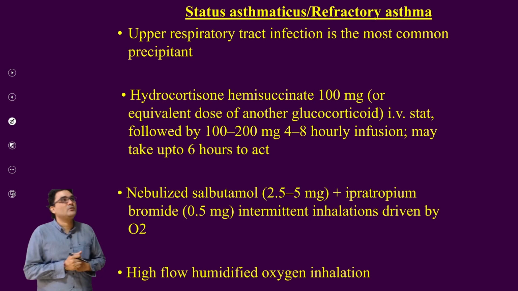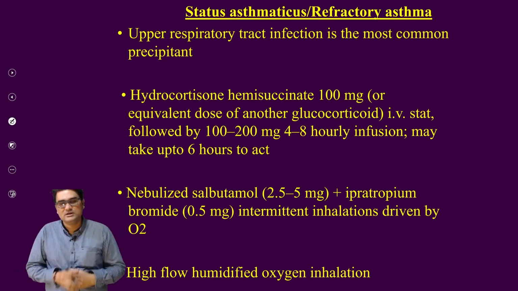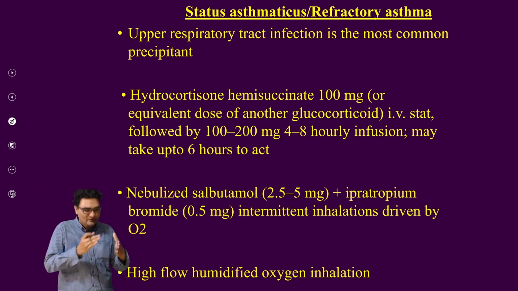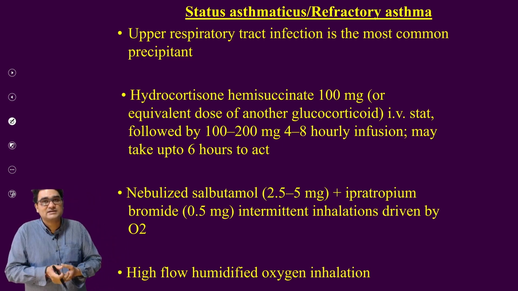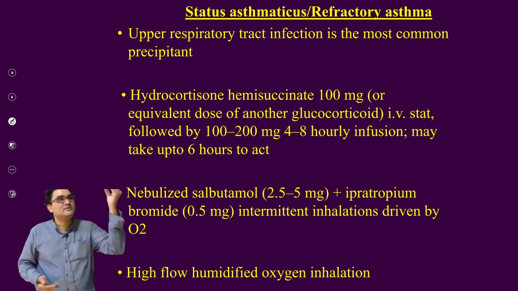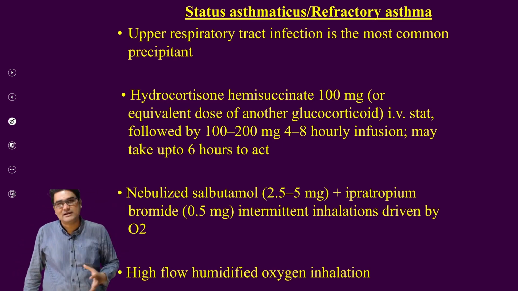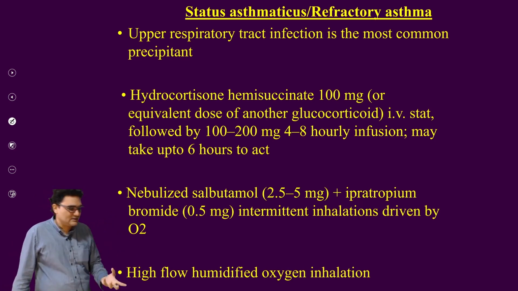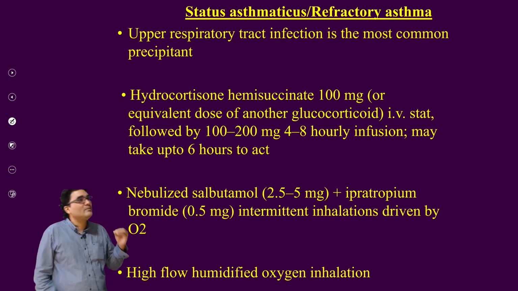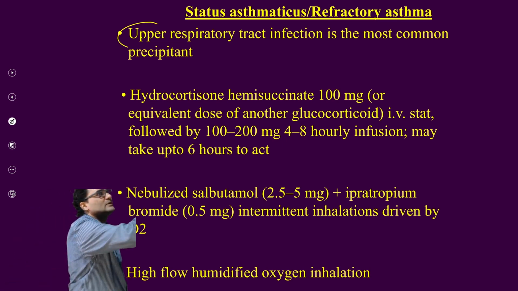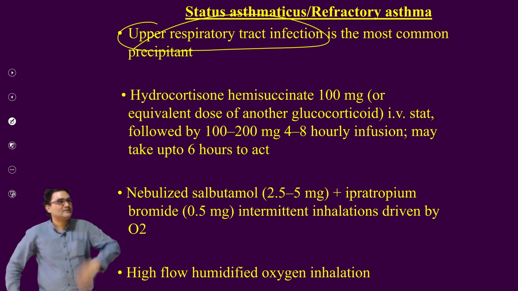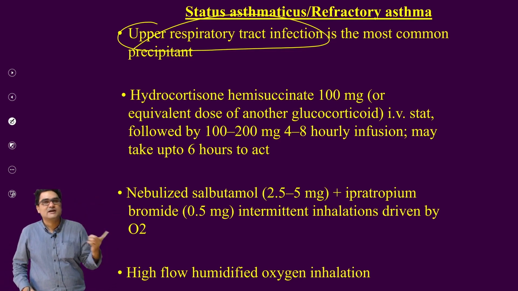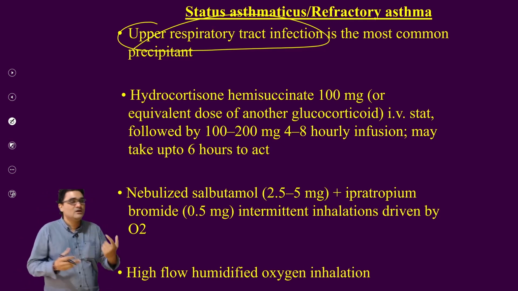Next, we come to one more important emergency condition, that is status asthmaticus. If the asthmatic attack is not relieved after half an hour, or if there are repeated frequent attacks within a very short duration of time, then you can tell the patient is having status asthmaticus or refractory asthma. So your question would be, what are the drugs used in the treatment of status asthmaticus? And remember, the most common precipitating factor for this is usually upper respiratory tract infection. If the patient has asthma and there is a secondary upper respiratory tract infection, then the patient has chances of going into status asthmaticus. What are the drugs of choice?